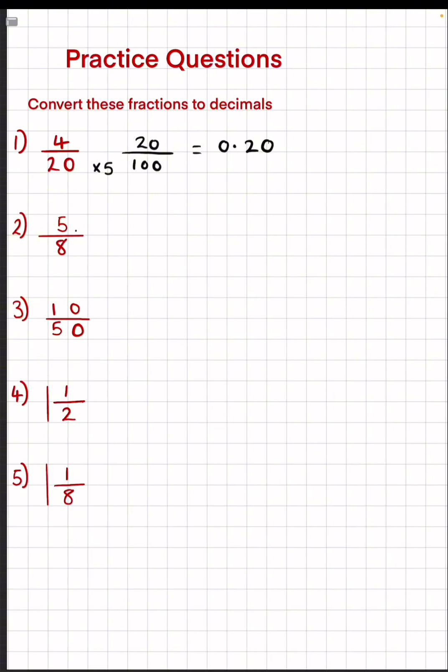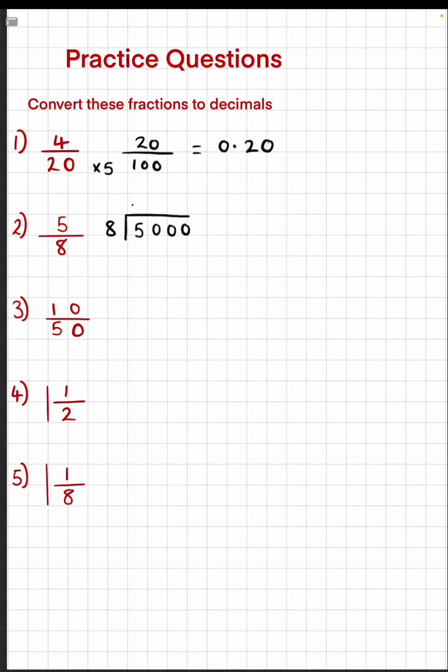To convert this fraction to a decimal, we can do 5 divided by 8. To make the calculation easier, we can make 5 1,000 times bigger by multiplying it by 1,000. So the calculation is 5,000 divided by 8.